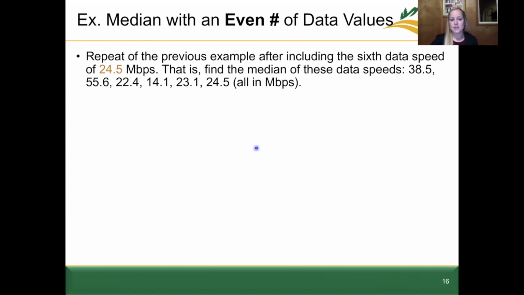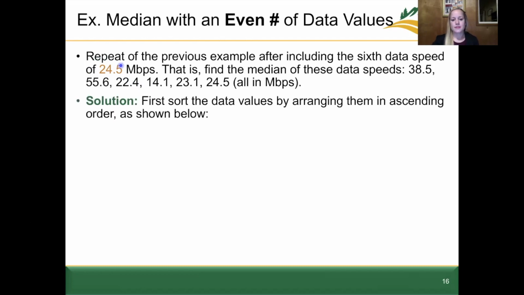Now let's do this example with an even number of data values. So here we're going to do something very similar, but now we're going to add in this 6th data point. So what do we do first? First, for finding the median, we always arrange our data values in ascending or descending order. So for example here, we list our numbers, we add in 24.5, so here's our new value here.